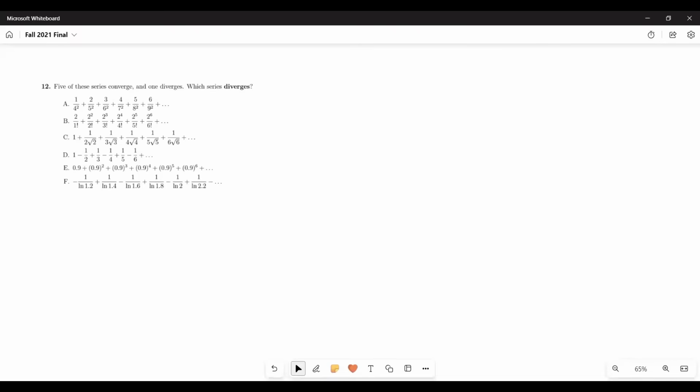Okay. This question asked to find which series is diverging. So let's find it. A is 1 over 4 squared plus 2 over 5 squared, and so on. So this is going to be n over n plus 3 squared, starting from n equals 1 to infinity.